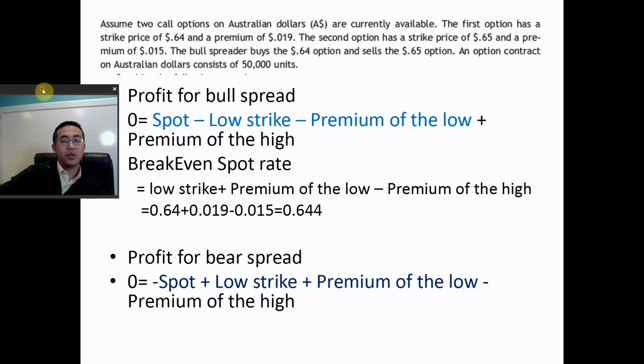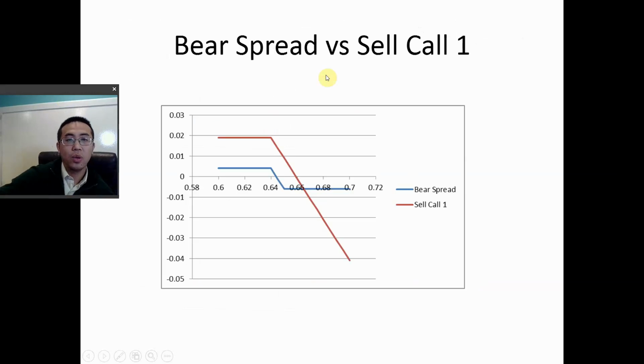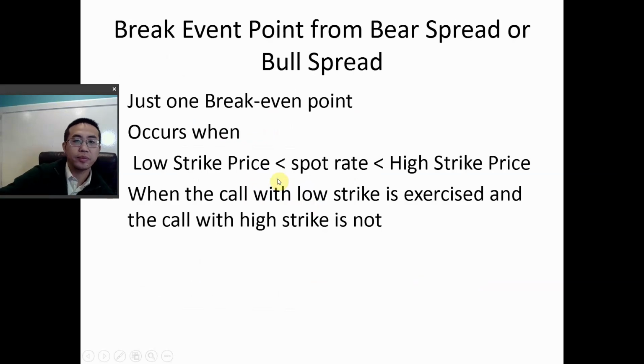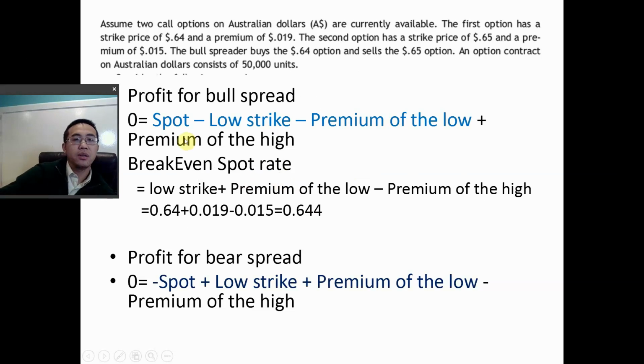So bear spread offers a security tool compared to playing just one option. And you should also be able to solve for the break-even point of bull spread and the bear spread. You only have one break-even point basically, because there's only one intercept with the horizontal axis. So when your profit is 0, that's the only break-even point. So you force the profit equal to 0, and you solve for the spot rate.